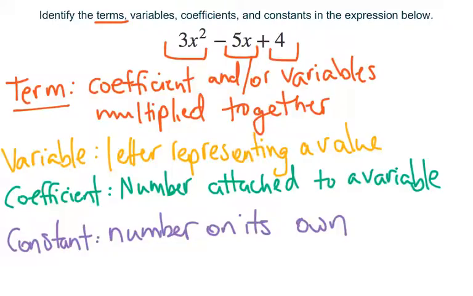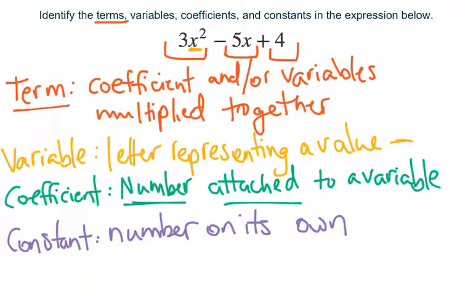Then we have variables. Variables are letters that represent a certain value. So when you have x, that can be plugged in for a number. In other expressions, you might have any other kind of variable, y, z, q, r, t, any letter that represents a number value. A coefficient is a number that is attached to a letter variable.